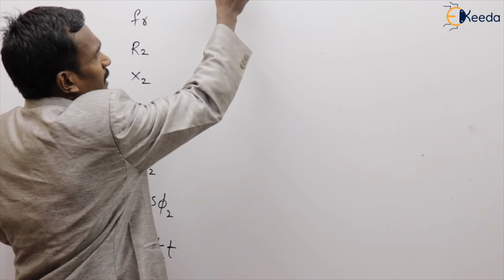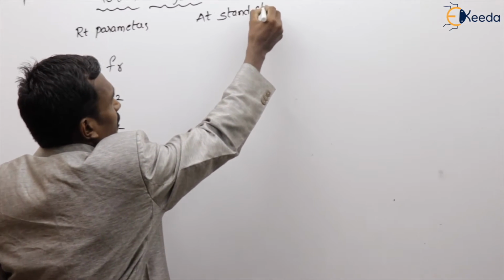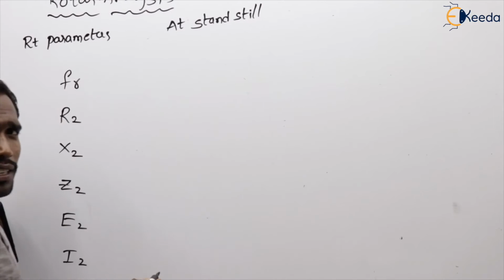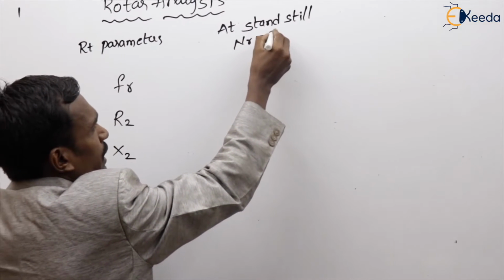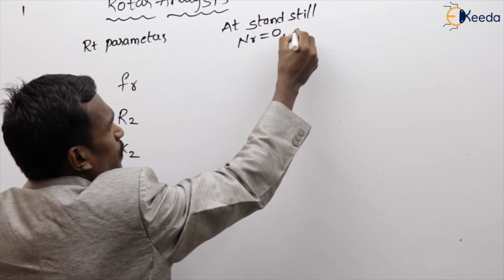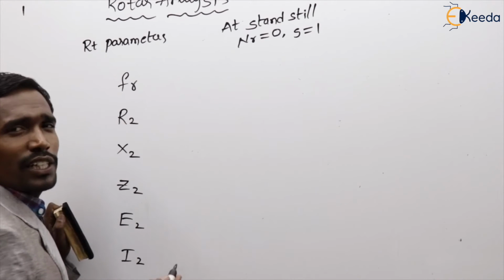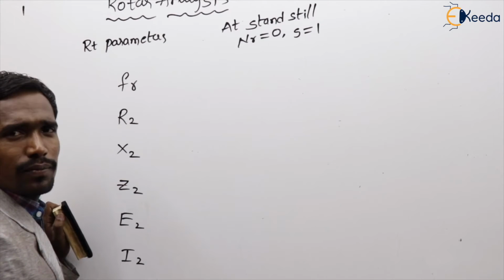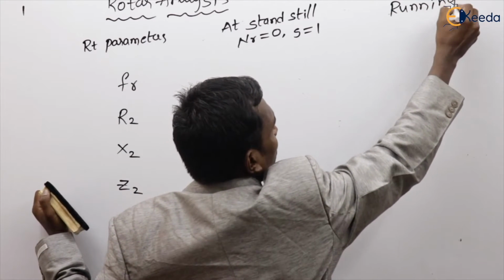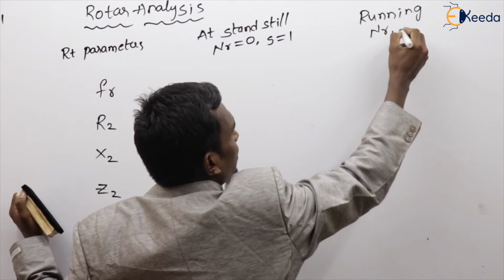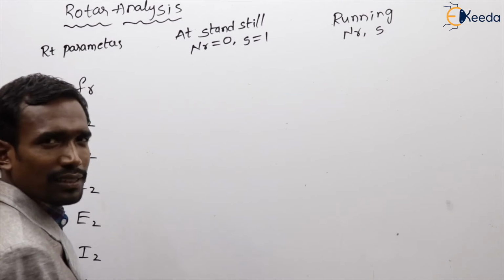These are at a standstill condition. At standstill, nothing but NR is equals to 0. If NR is equal to 0, what is the slip? Slip is equals to 1. At standstill condition, NR 0, slip 1. At running condition, rotor speed is NR, slip is S.